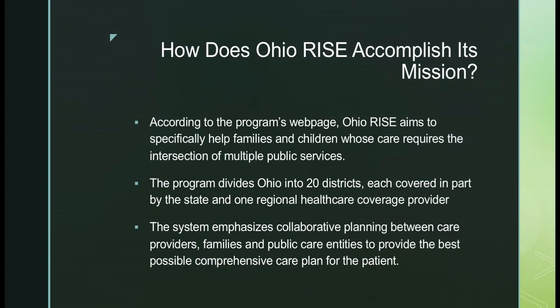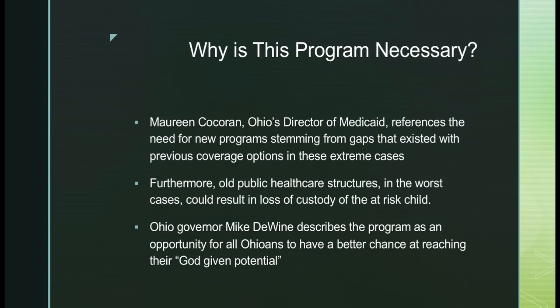and then those gaps that might result in negative outcomes don't occur. So the program divides Ohio into 20 districts, each of which is covered by what's called a care management entity. And basically that's just a public or private healthcare facility that works with the state and works with the families to provide these services. And they're the ones that are going to help do the planning specifically with the family. As I stated, the system emphasizes collaborative planning between care providers, families, and public care entities to provide the best possible comprehensive care for the patient, regardless of how complex or difficult their issues may be.